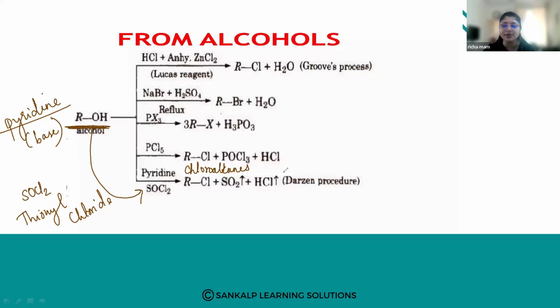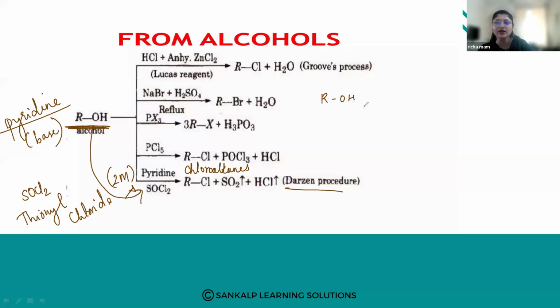So chloroalkanes can be prepared by refluxing your alcohols with thionyl chloride in the presence of a base like pyridine, and this process is called Darzan's process. Important for 2 marks. What is Darzan's process? Give an example. What will you write? Chloroalkanes can be obtained by treating the alcohols with thionyl chloride in the presence of pyridine, and this process is called Darzan's process. Important for 2 marks. If they ask you to write the general reaction, what will be the general reaction?